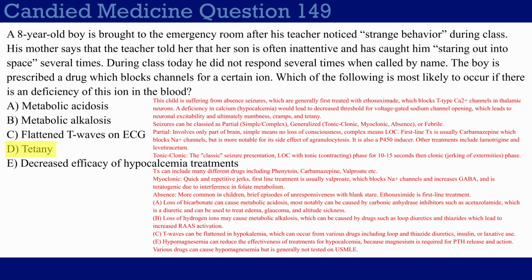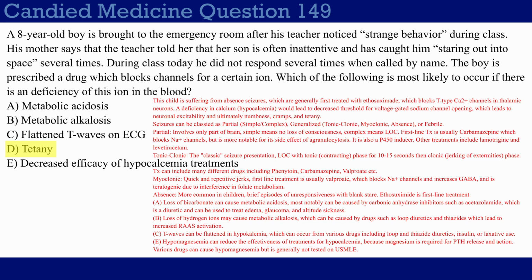So as for generalized seizures, you can have tonic-clonic, myoclonic, and absence seizures. Tonic-clonic, of course, is the quote-unquote classic seizure we think of. You have the tonic contracting phase for about 10 to 15 seconds, and then it switches over to the clonic jerking of extremities phase. The treatment for tonic-clonic seizures is varied.